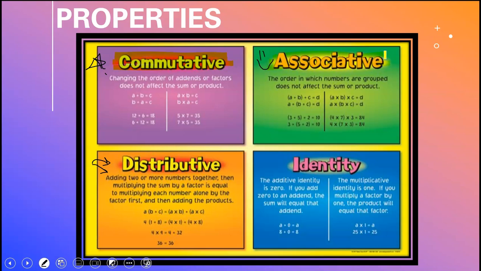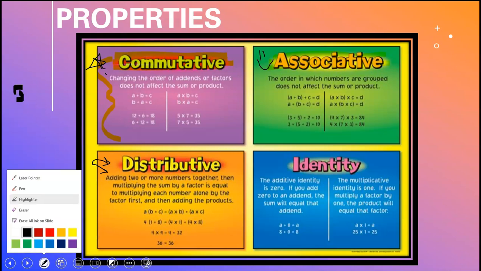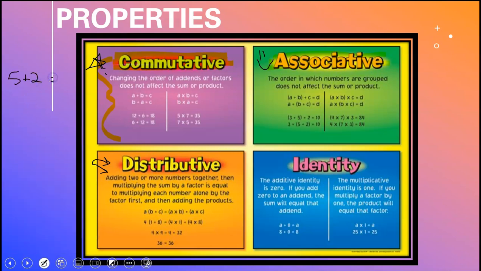The commutative property tells us that, hey, sometimes the order just does not matter. If I have 5 plus 2, I know my answer will be 7. If I reorder that and I put the 2 first, I still get 7. That's what the commutative property is all about. Here's how I like to remember it.